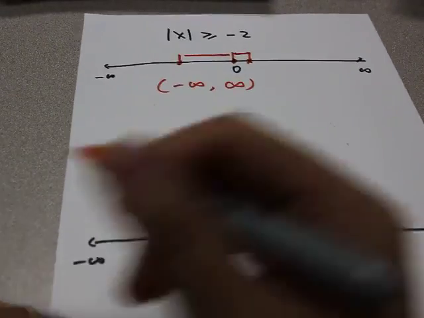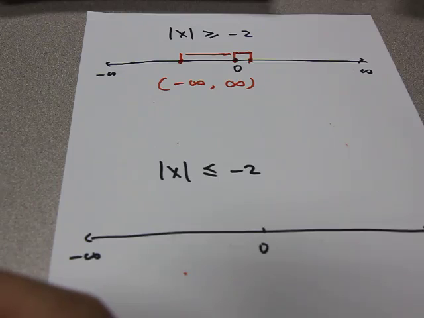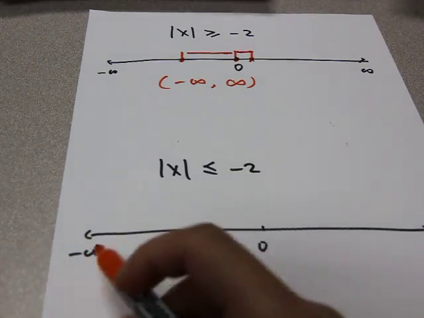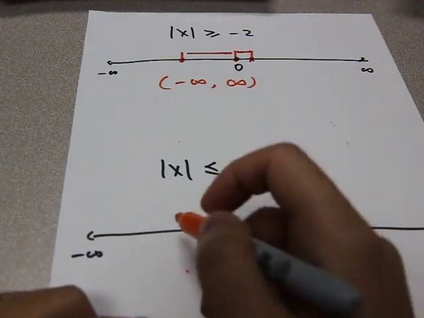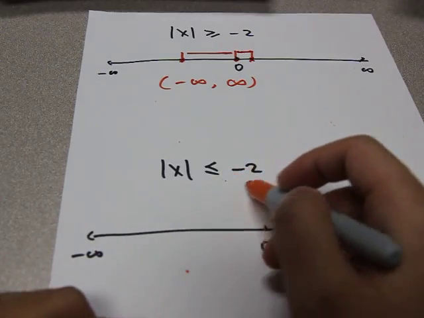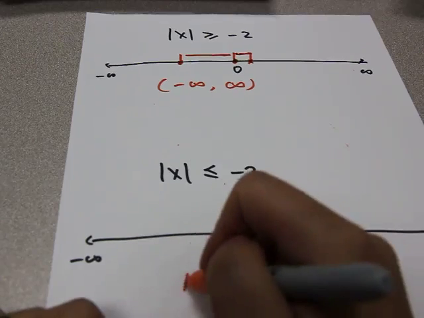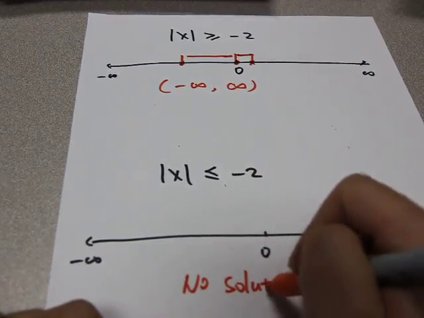Alright, now let's consider what happens if we swap the sign. If we swap the sign, the solution will be empty. There's no solution because you couldn't find any number on this number line such that the distance from that number to 0 is smaller than a negative number, right? So therefore there's no solution.